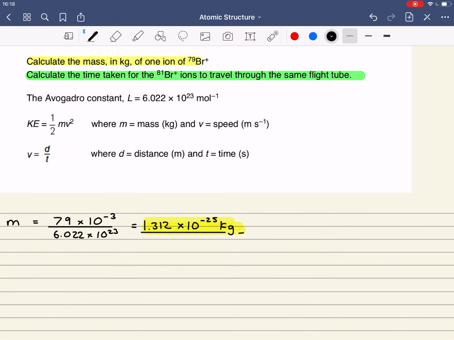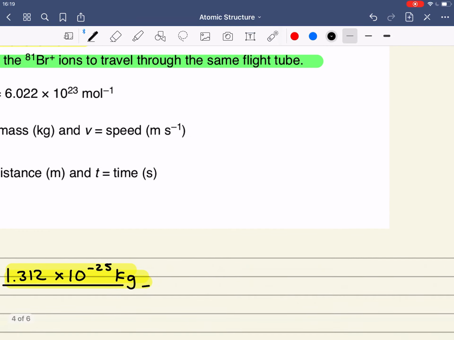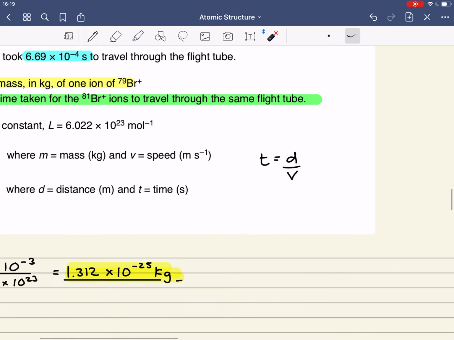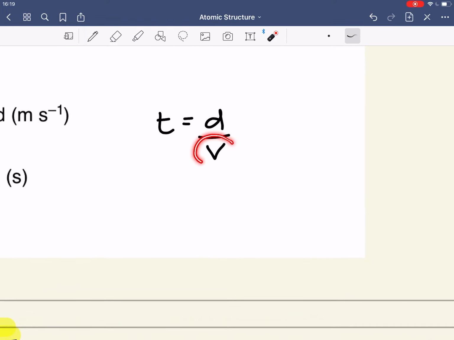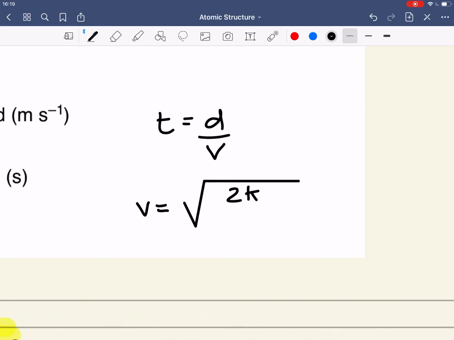The next part of the question then asked me to work out the time taken for the Br-81+ ion to travel through a particular flight tube. Now the time is equal to distance over velocity. The distance part is fine. We've got the distance, it's being given here as 0.95. But the velocity, we do not know. How do we work out velocity? Well, velocity is equal to the square root of 2KE over m.